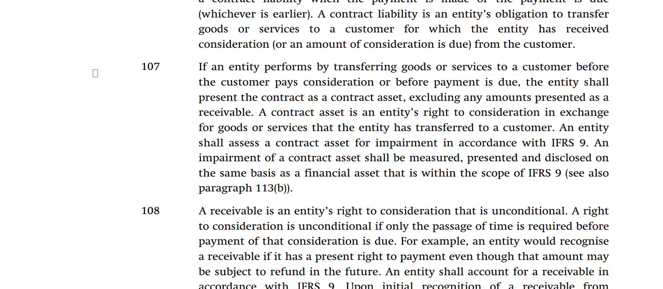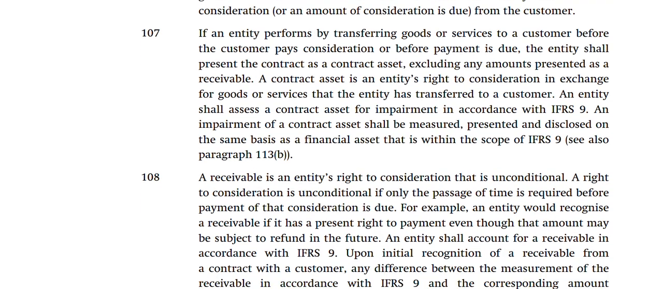And then when looking at 107, it says if an entity performs by transferring goods or service to a customer before the customer pays consideration or before payment is due, the entity shall present the contract as a contract asset, excluding any amount presented as a receivable. A contract asset is an entity's right to consideration in exchange for goods or services that the entity has transferred to the customer. An entity shall assess a contract asset for impairment in accordance with IFRS 9. An impairment of contract assets shall be measured, presented and disclosed on the same basis as financial assets within the scope of IFRS 9.